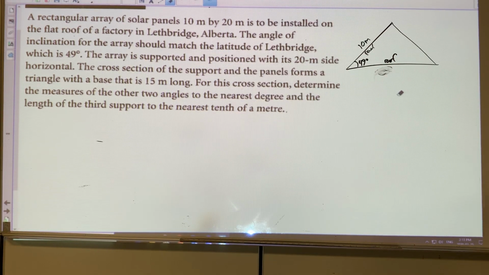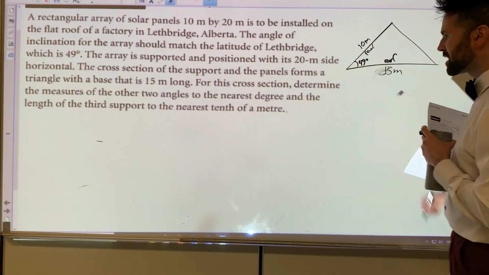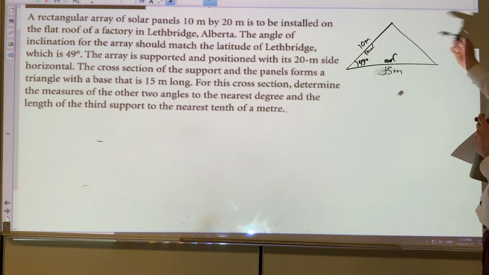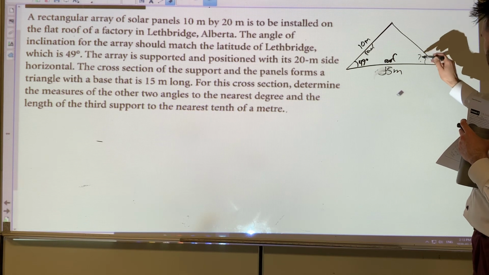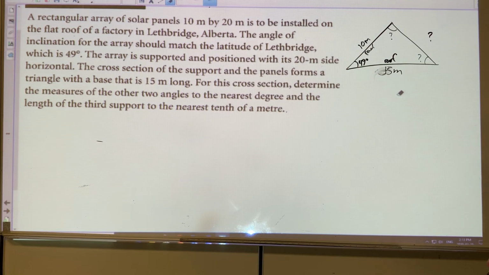The bottom? Yeah, so this down here was the roof, so that's the base, and it's 15 meters long. For this cross section, determine the measures of the other two angles to the nearest degree and the length of the third support. So basically they're asking us for everything. How big is this angle? How big is that angle? And how big is that side? It's one of those classic solve-every-piece-of-this-triangle problems.